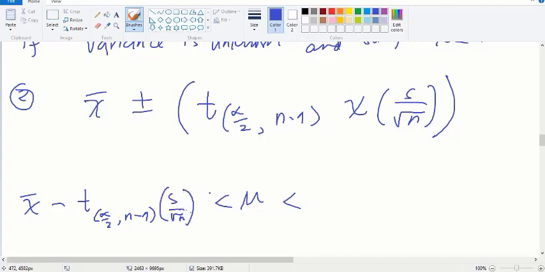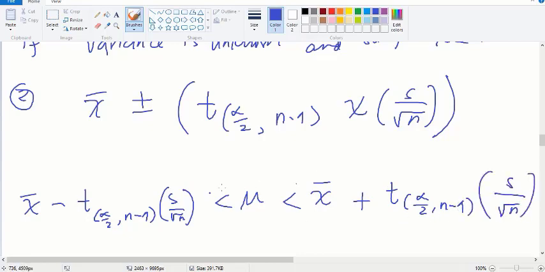Okay, wag masyadong malito. Bakit tinanggal ni Teacher Sura yung x? Because, I explained earlier that for now, in this module only, we will not be tackling the specific components, no? And then this is minus. The other one is, of course, positive, no? So, t alpha over 2 n minus 1 and then s over square root of n. Okay, so that is the meaning of formula 2.